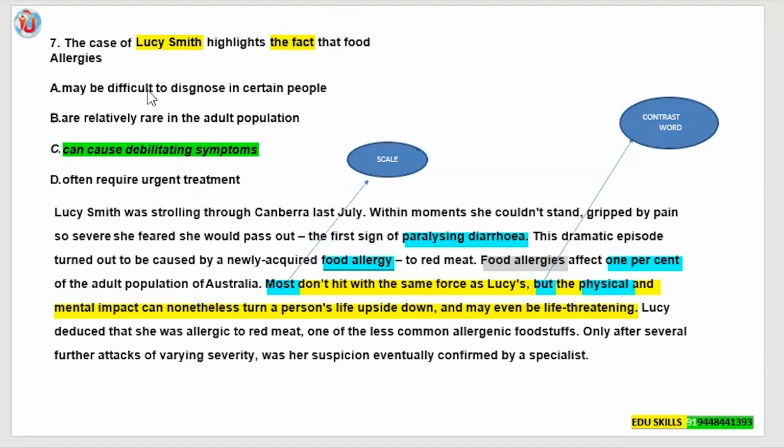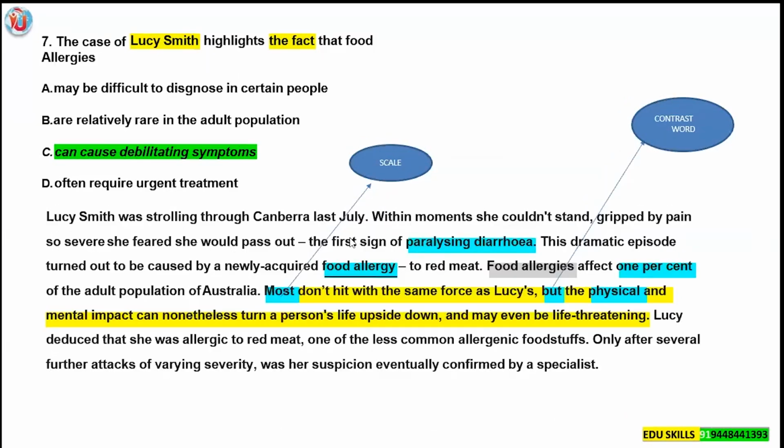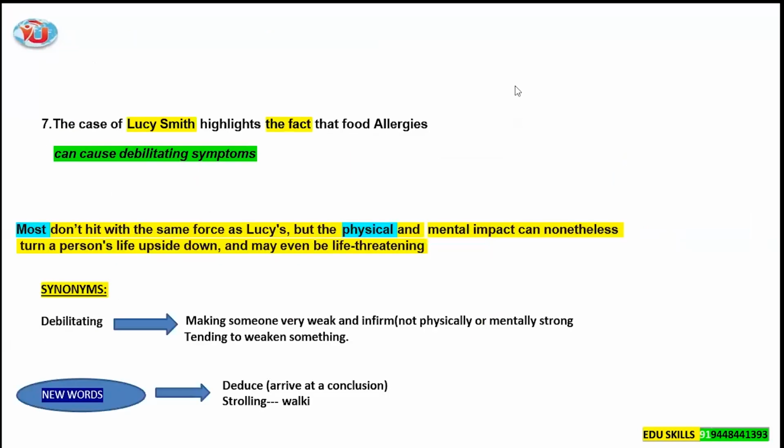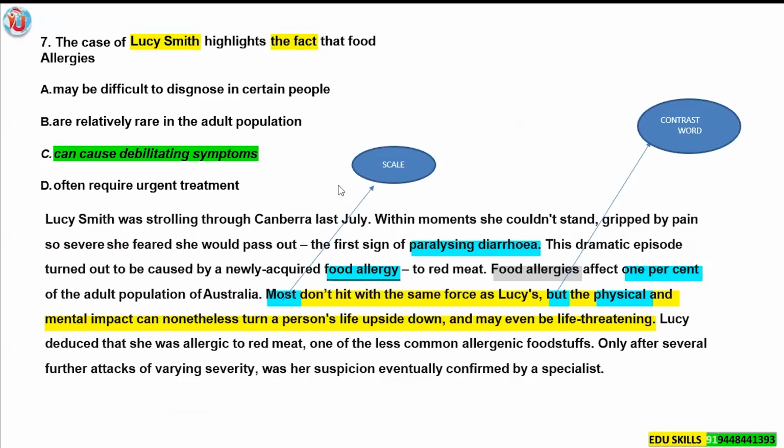So answer option A, may be difficult to diagnose in certain people. So നമ്മൾ ടെക്സ്റ്റ് വായിച്ചപ്പോൾ ഇതിനെക്കുറിച്ച് ഡയഗ്നോസ് ചെയ്യാൻ ബുദ്ധിമുട്ടാണ് എന്ന് എവിടെയും മെൻഷൻ ചെയ്തിട്ടില്ല. So we were discussing the eliminated answer options.